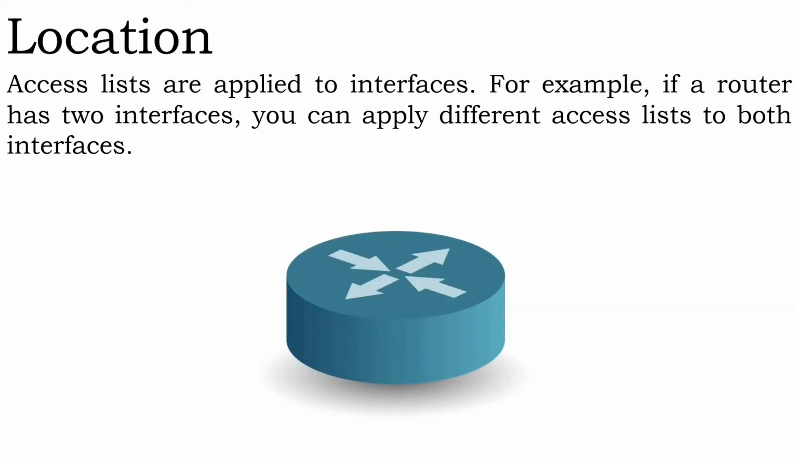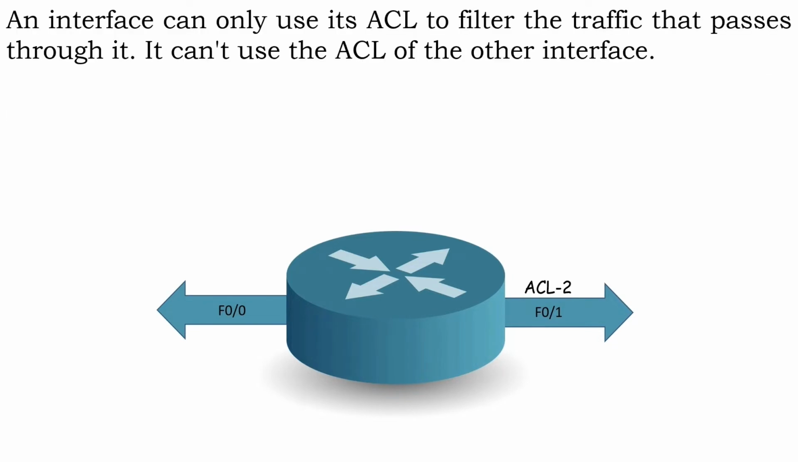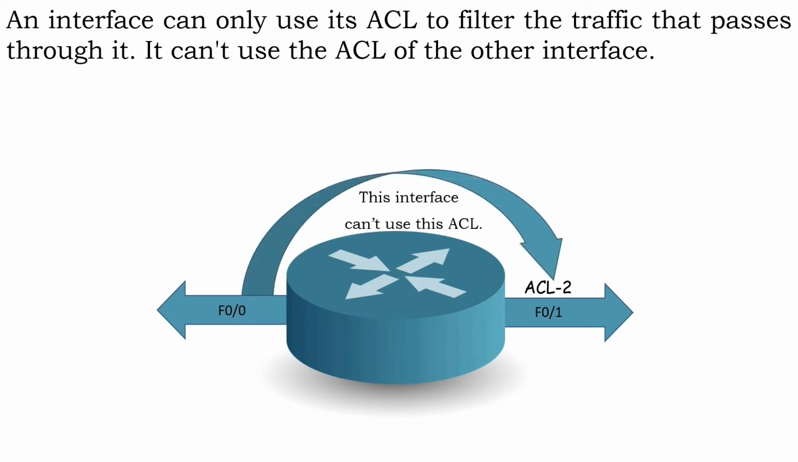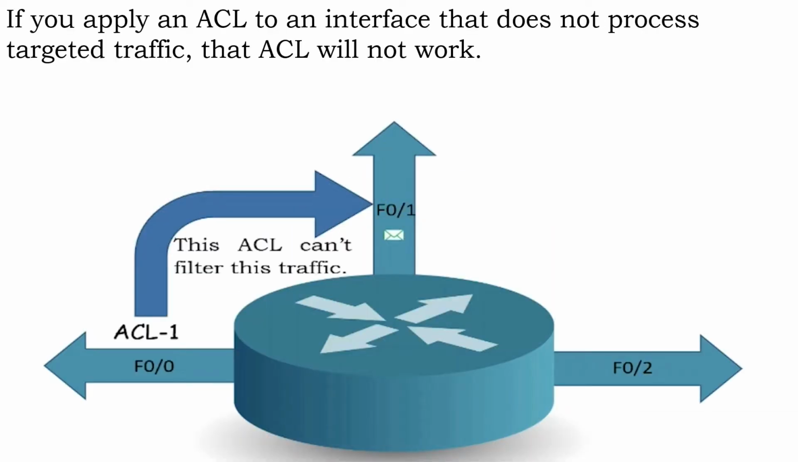Location. Access lists are applied to interfaces. For example, if a router has 2 interfaces, you can apply different access lists to both interfaces. An interface can only use its ACLs to filter the traffic that passes through it. It cannot use the ACLs of the other interface. If you apply an ACL to an interface that does not process targeted traffic, that ACL will not work.